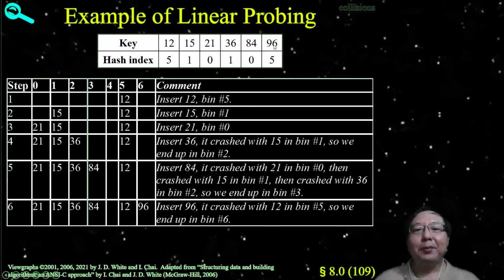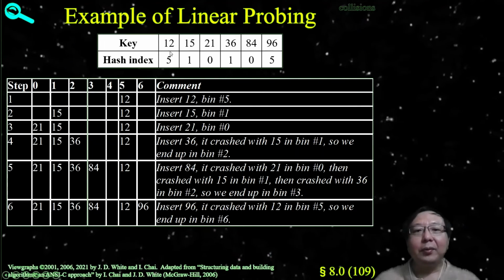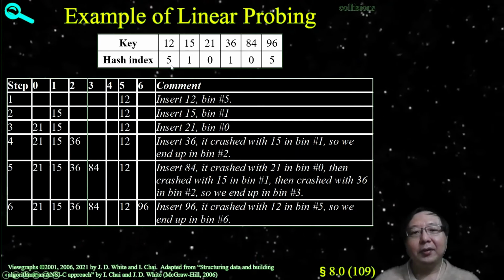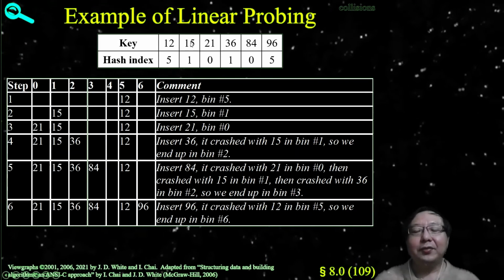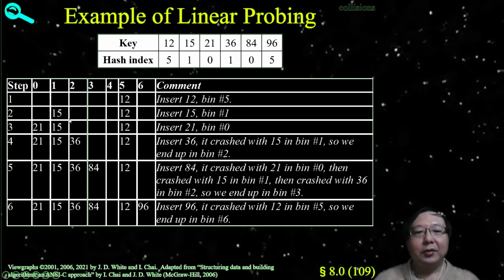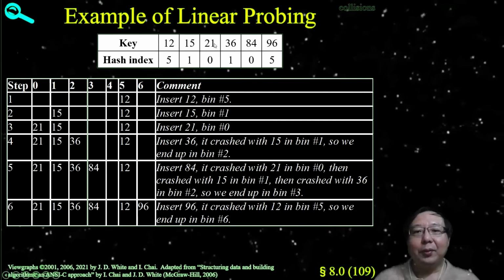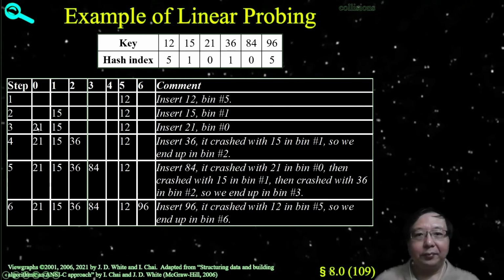So here's an example of linear probing. First, we hash 12 in, it becomes 5, so 12 goes into 5. Second, we hash 15, it becomes 1, so we put 15 at 1. Then third, we hash 21, it becomes 0, so we put 21 here.